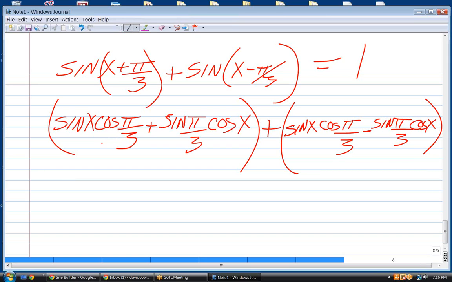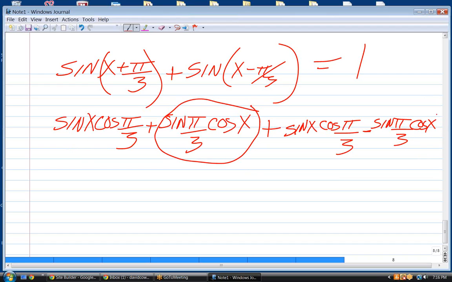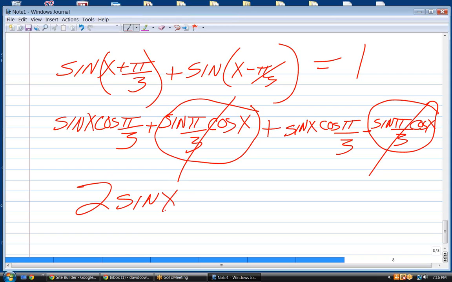So if we take out the parentheses, we don't need them anyway because we're adding. You will notice we have a term there that cancels with that term. And we have two of these. So we have 2 sine x cosine pi over 3. Cosine of pi over 3 is what? 1/2. Which cancels out that. So now I have sine x equals 1.